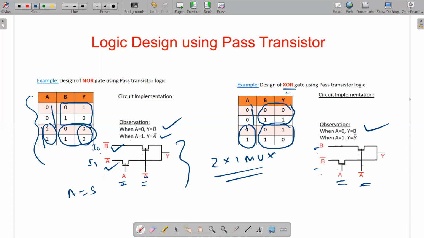So this is all about pass transistor based logic using NMOS pass transistors. I hope it will help you to understand the logic design principle using this one.